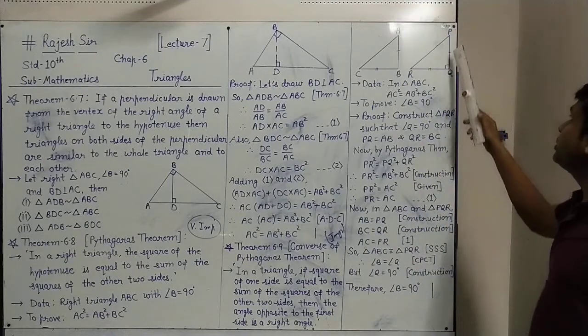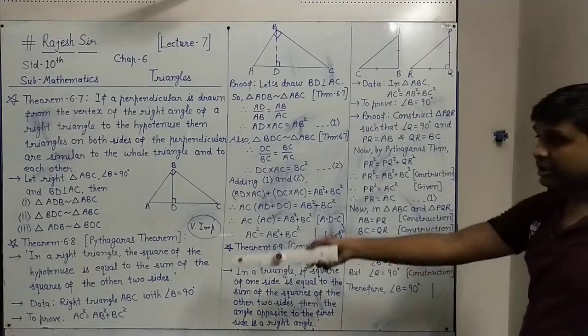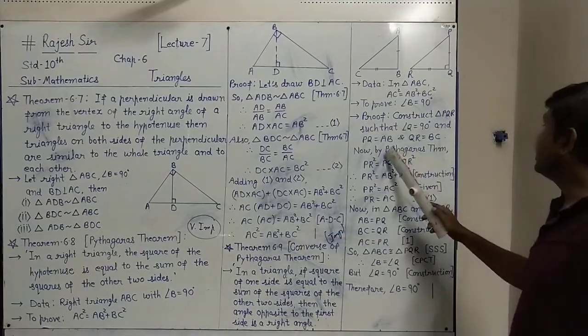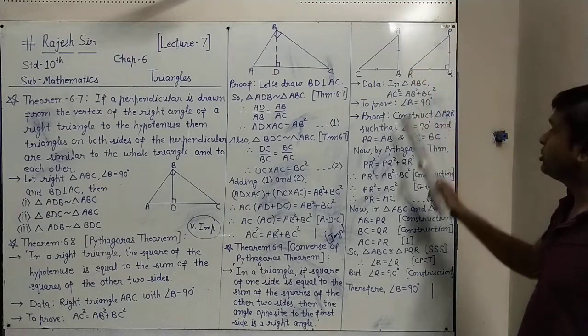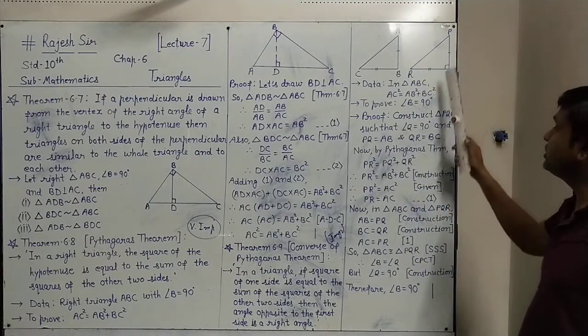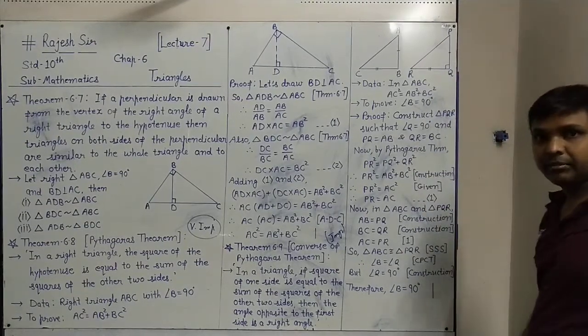Now in triangle PQR, as Q is 90 degrees we have taken, you can use Pythagoras theorem. So by Pythagoras theorem in triangle PQR, the hypotenuse is PR, so PR square equals the sum of the squares of the other two sides. So PQ square plus QR square. This we can write by Pythagoras theorem.